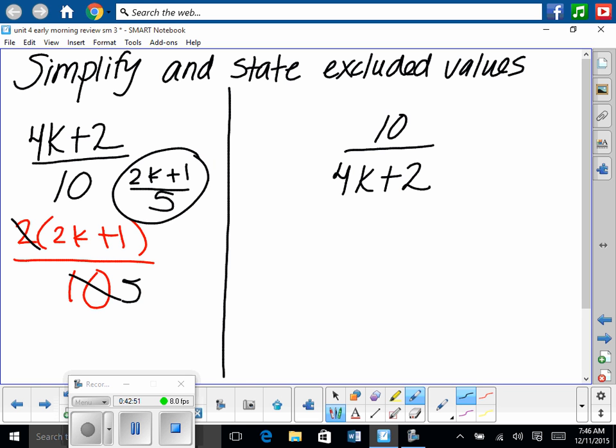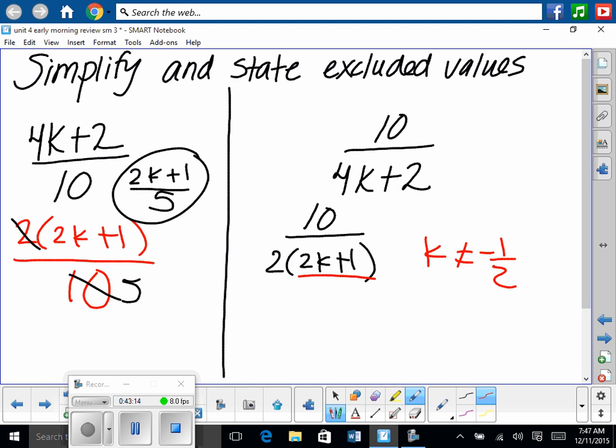But what if it was this way? We would factor the top, which is done, factor the bottom. So the bottom we factor out 2, left was 2k plus 1. Before we divide anything out, state the excluded values. Isn't this the potential problem area? Yeah. So set it equal to 0 and solve, and that's where it can't be equal to. So k cannot equal -1/2.